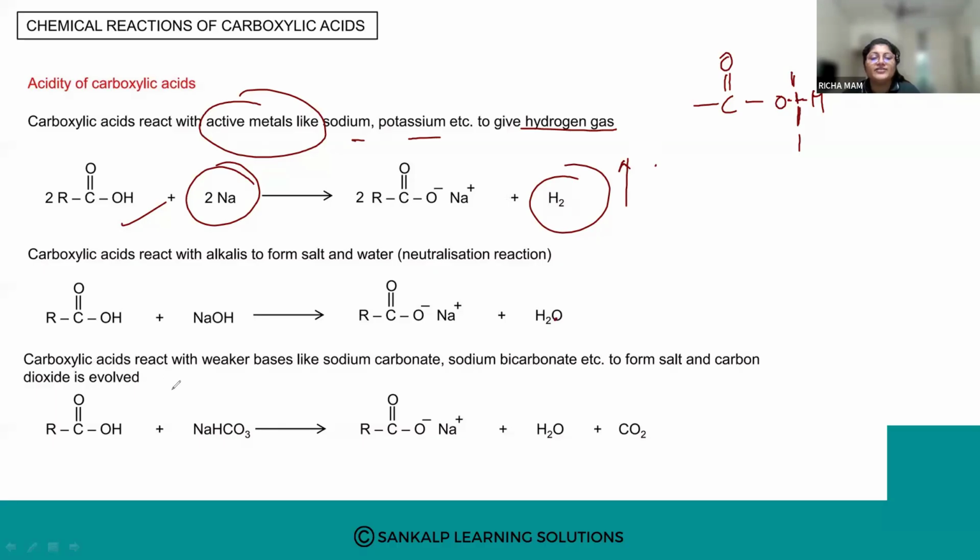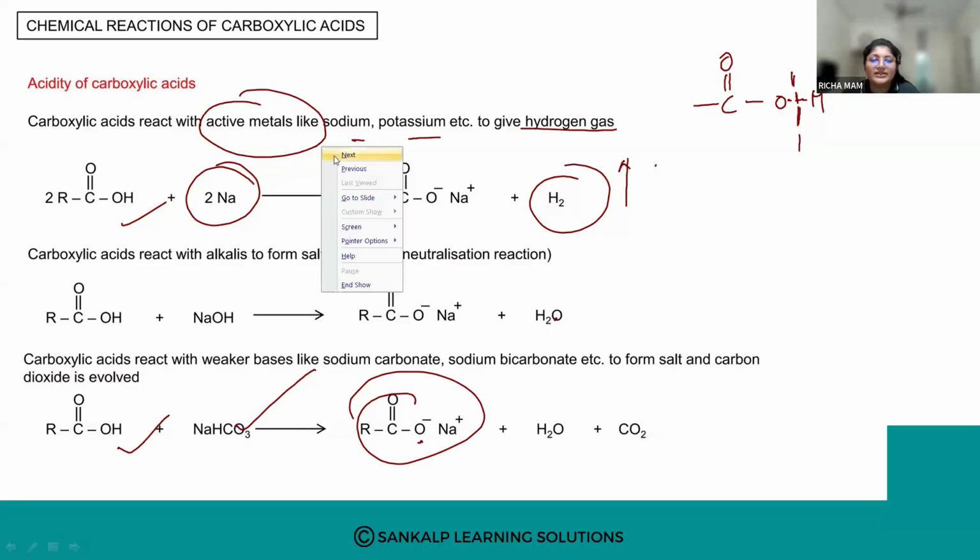Then carboxylic acid reacts with weaker bases like sodium carbonate and sodium bicarbonate to form salt, and carbon dioxide is evolved. So you can see carboxylic acid reacts with bases like NaHCO3, sodium bicarbonate. You are going to get the sodium salt of carboxylate plus water plus carbon dioxide. Is it clear? So this was about the acidity.